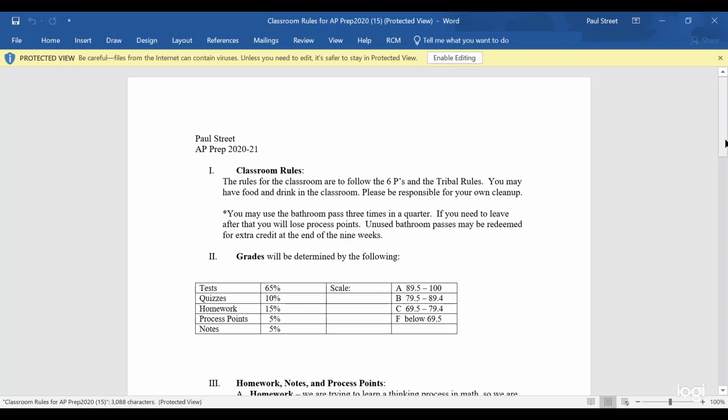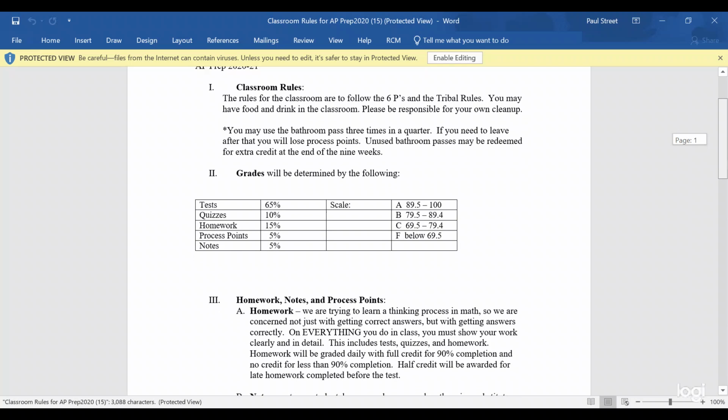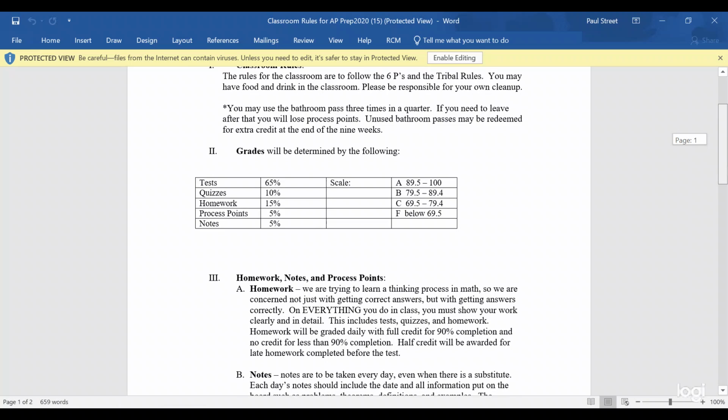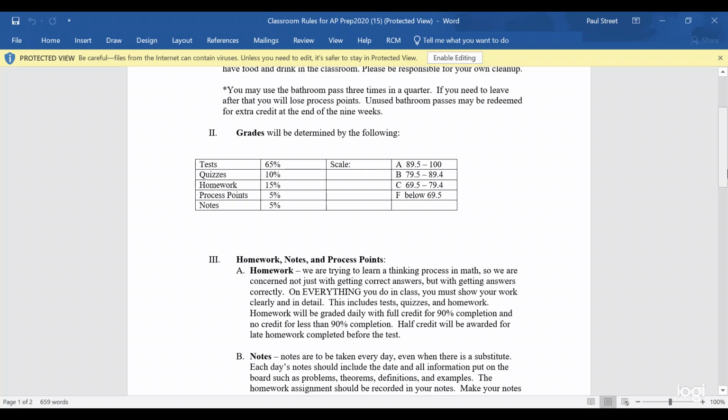So let's see. We talked about the 6 Ps, and we're not going to talk about the tribal rules now. Now bathroom passes, and here again, I'm not sure how to deal with this, so we're going to have to see. Normally, I really try to encourage people to stay in here and not leave. What I've done in the past is, if you don't leave at all in the quarter, I'll give you a bonus extra credit in your process points grade just as incentive. But I'm not sure if we're going to try to do that or not, because I know that the bathrooms may be an issue. We'll have to just see and play that by ear.